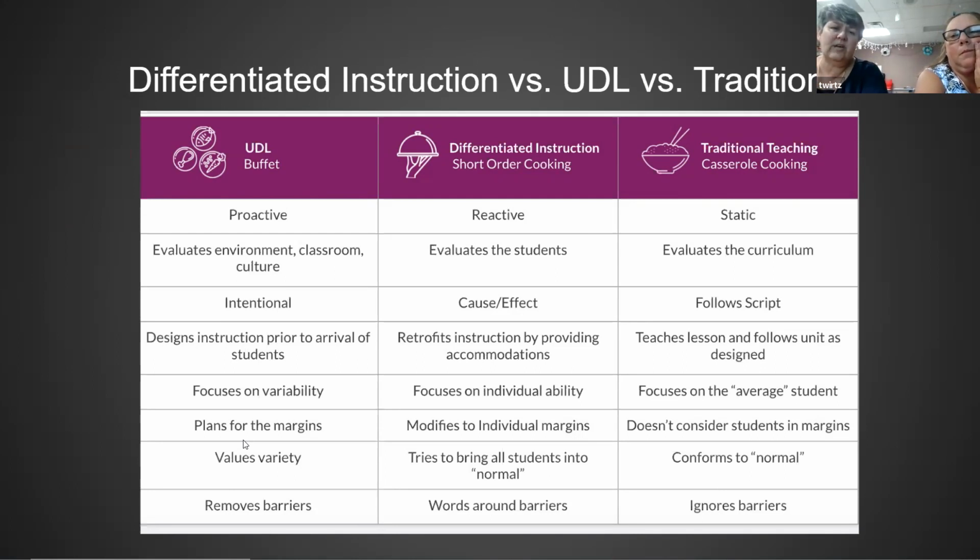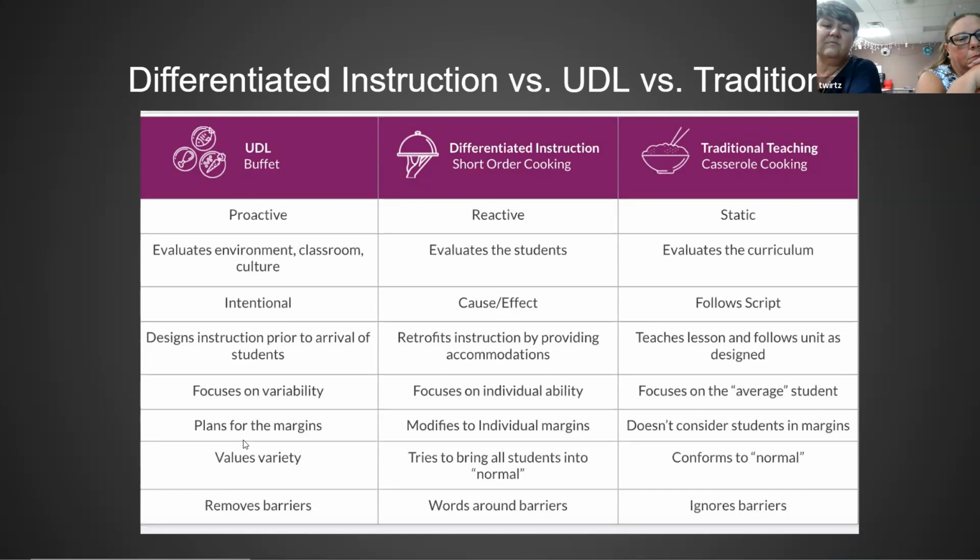But this looks at differentiated instruction, traditional teaching, and UDL. So UDL is our buffet. That's the one that's going to address everybody's needs. It's very proactive, right? We've got to plan ahead. We've got to think about this. We're anticipating everything. Whereas differentiated instruction, that's us being a short order cook. Here's our lesson, but then you need this. You need the lesson read to you. You need it in writing. You need extended time on your assignments or on your tests. And then traditional teaching, that's our casserole. That's just kind of, here it is, you get it or you don't. Eat it or you don't.